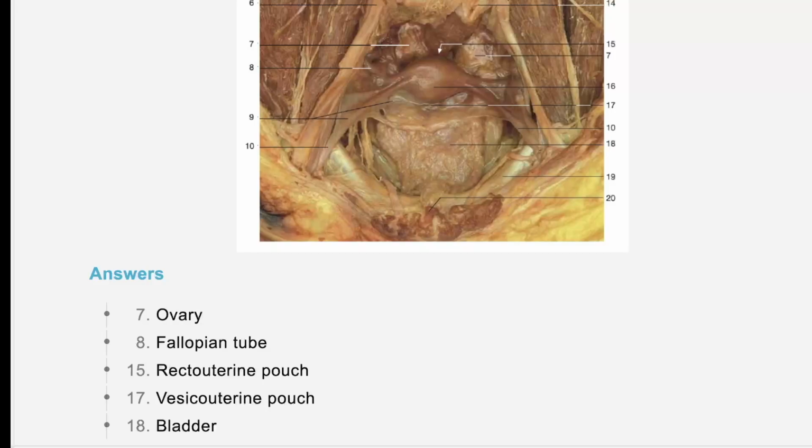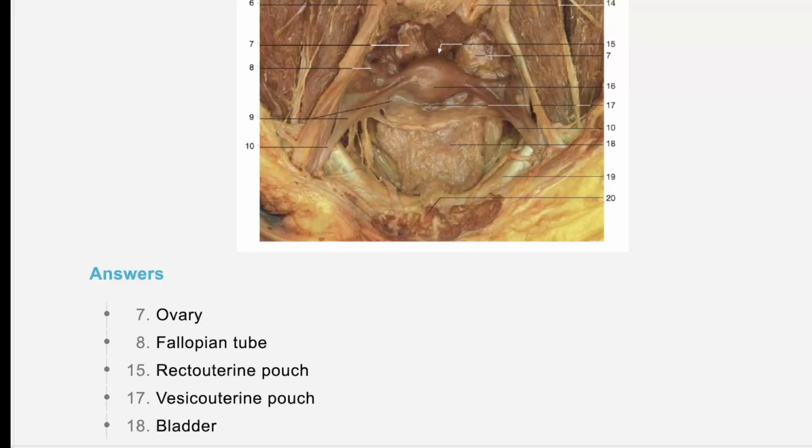17, that will be the vesicular pouch, and we said that correctly. 18 is the bladder. I think 10 will be the round ligament of the uterus. That's why it's going to the canal, as you can see here, the inguinal canal.